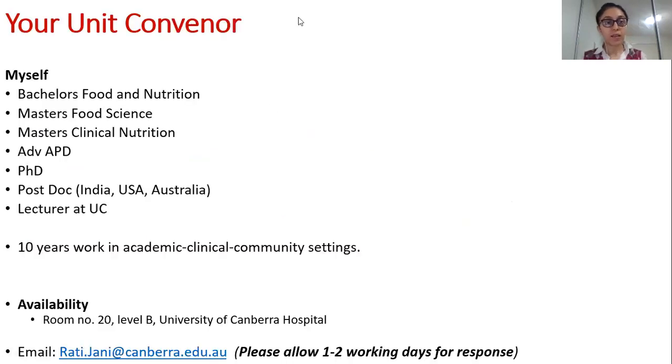All right, so yes, just a little overview about me before we move on further. I'll just shift my camera position because I need to read what's there on the slide. Okay, so as I have said previously, my name is Dr. Rati Jani and I'll be convening your unit. I have done my PhD in nutrition and dietetics. I'm an advanced accredited practicing dietitian, so I'm affiliated with the Dietitian Association of Australia.